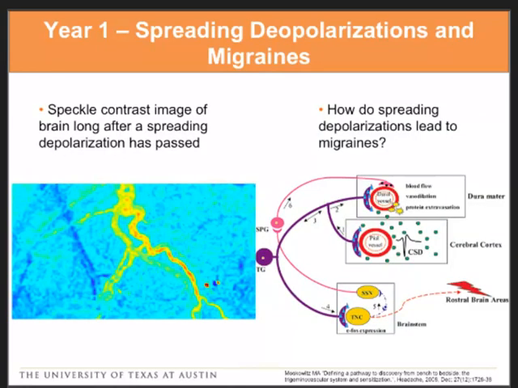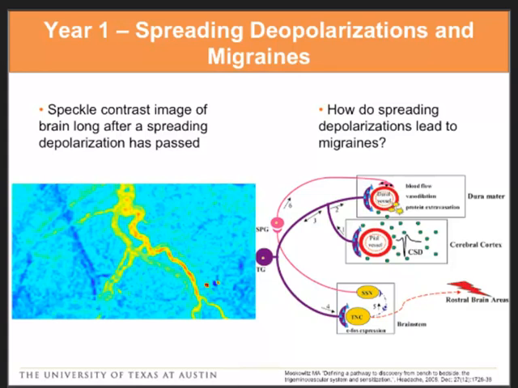I included this because I really like this paper. It came out a few years ago. It shows a very useful application of speckle contrast imaging, I thought. So the reason I started looking at these depolarizations is people were interested in looking at them in rats as a corollary to migraines in humans.